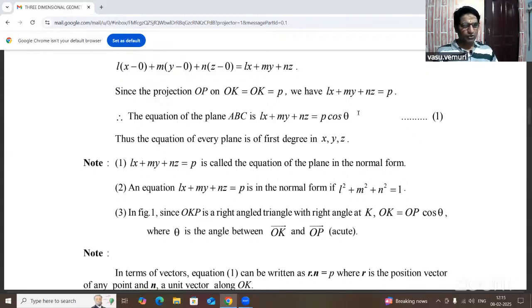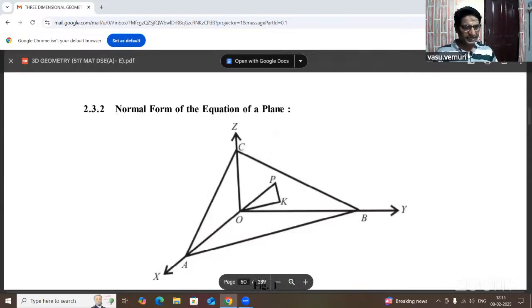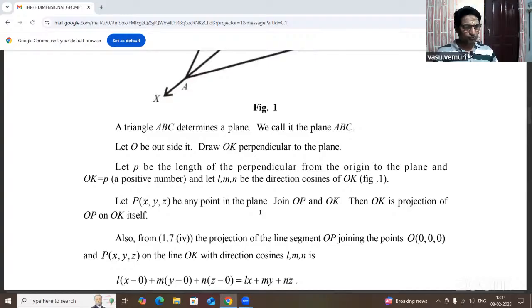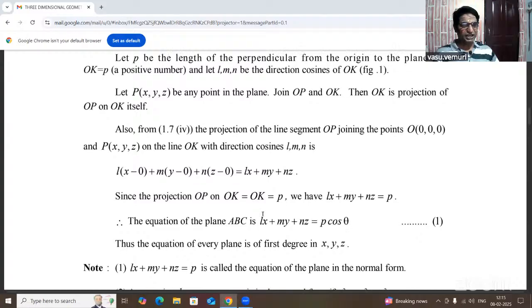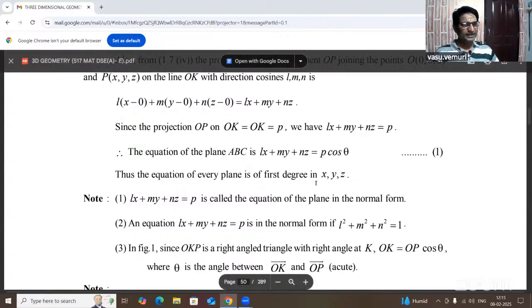Now, through this angle, the plane equation: look at this figure. ABC is the plane, so the angle here is cos theta of this part. OK, the distance, is small p, and that is the ratio of the adjacent side to the hypotenuse. So Lx plus My plus Nz equals p cos theta. That is the equation of every plane. It is of first degree in x, y, z.